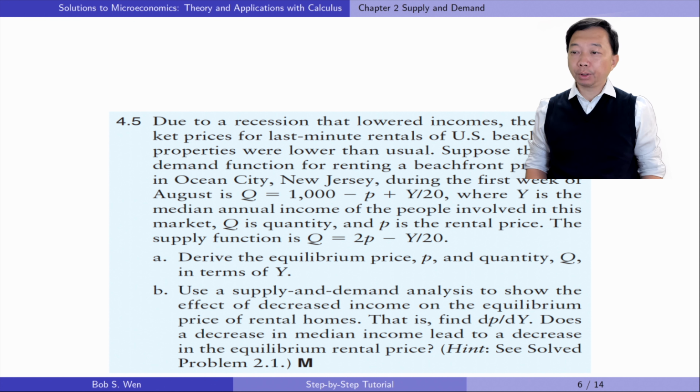August is Q equals 1,000 minus P plus Y divided by 20, where Y is the median annual income of the people involved in this market, Q is quantity, and P is the rental price. The supply function is Q equals 2 times P minus Y divided by 20. In part 1, derive the equilibrium price P and quantity Q in terms of Y.